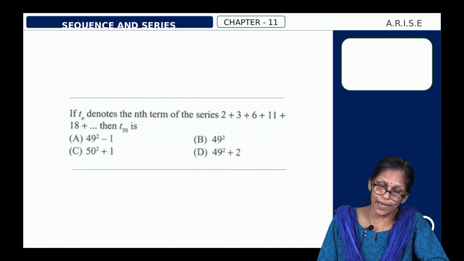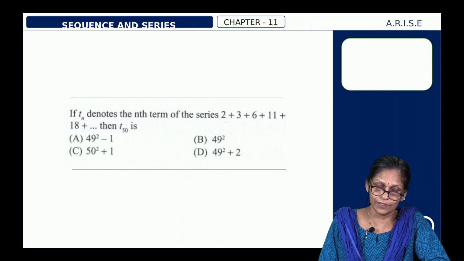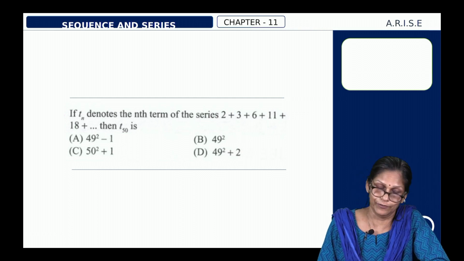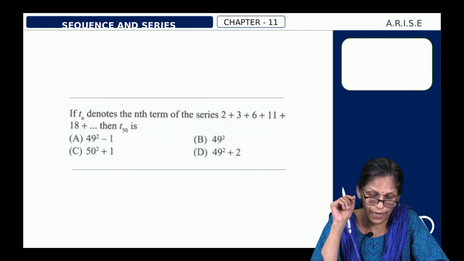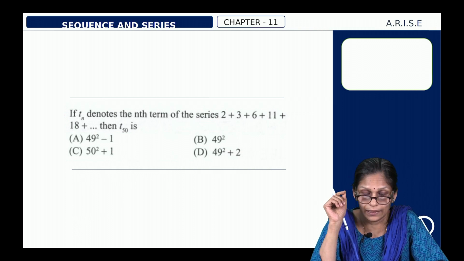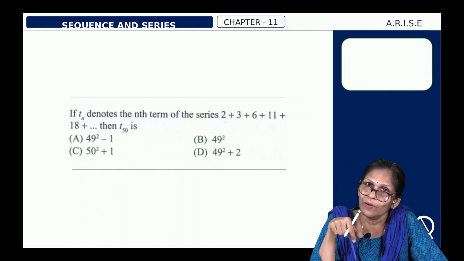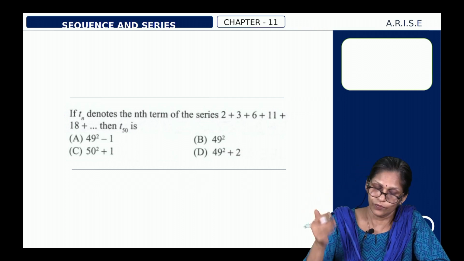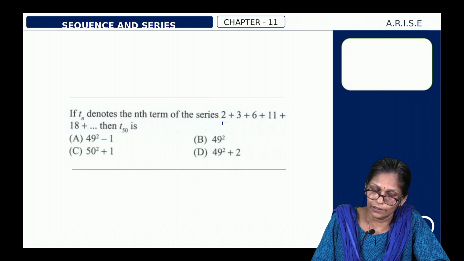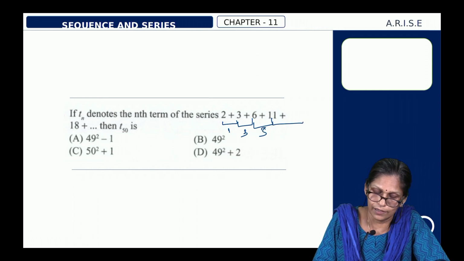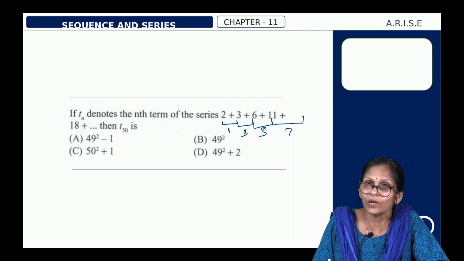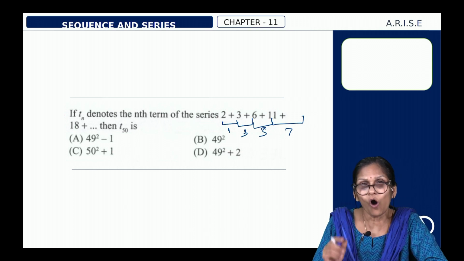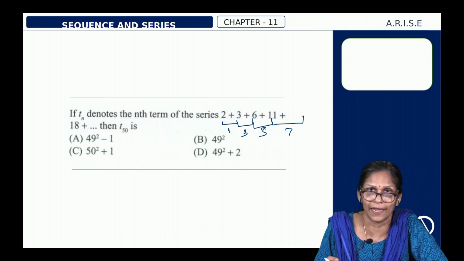Now, if Tn denotes the nth term of the sequence, then what is T50? Now, we have to find the general form of the nth term. What is it that you observe about the sequence? It is neither an AP nor a GP, because look at it, the differences are 1, 3, 5, and 7, and so on. So what is it that you observe? That the common differences form an AP.